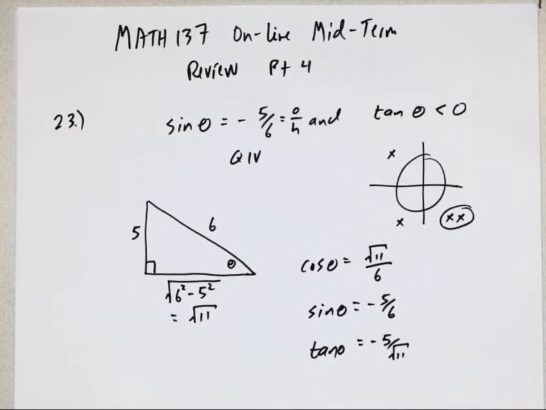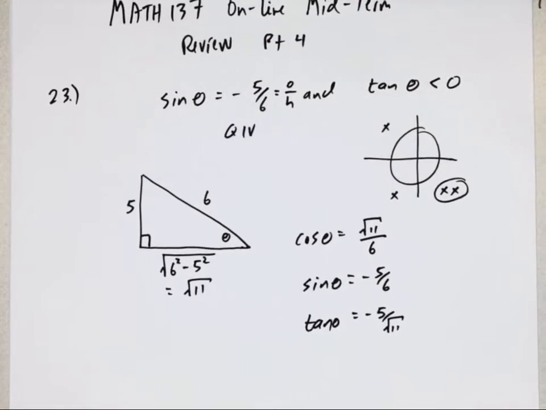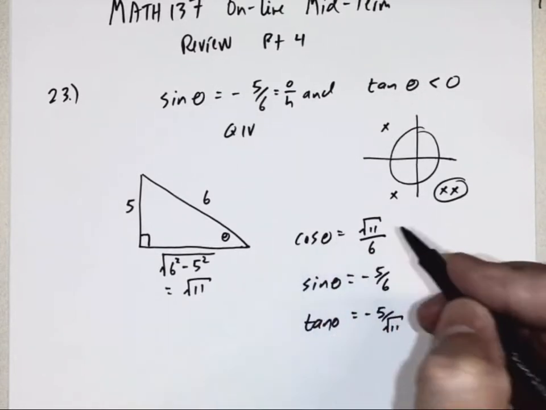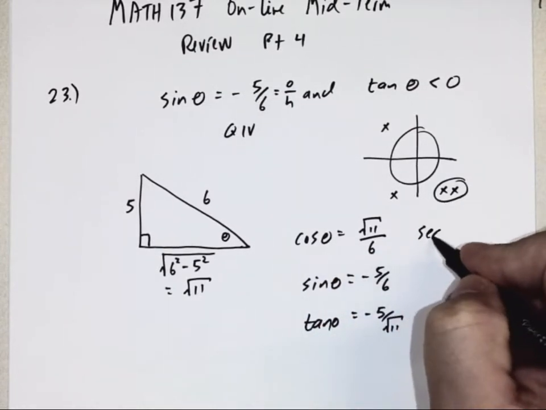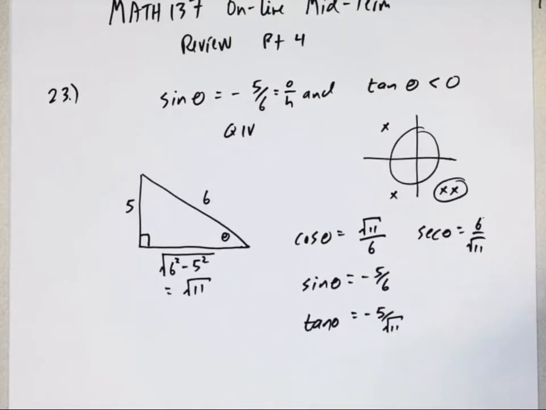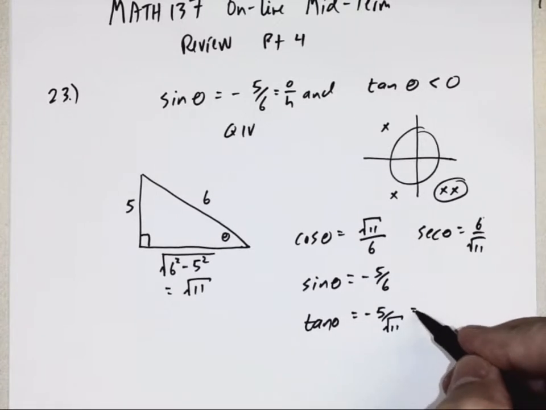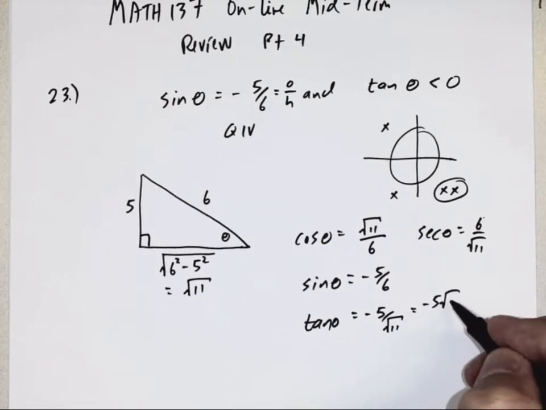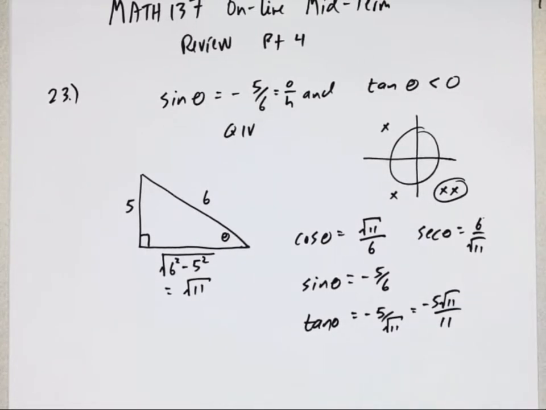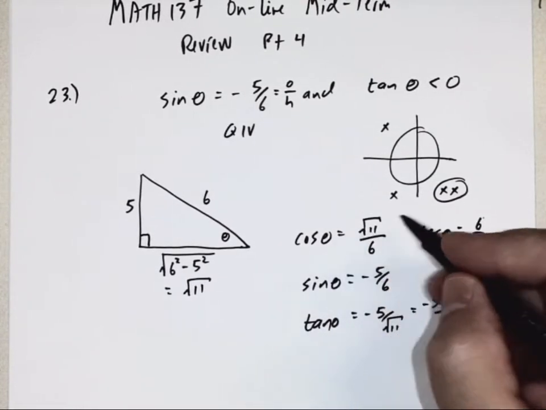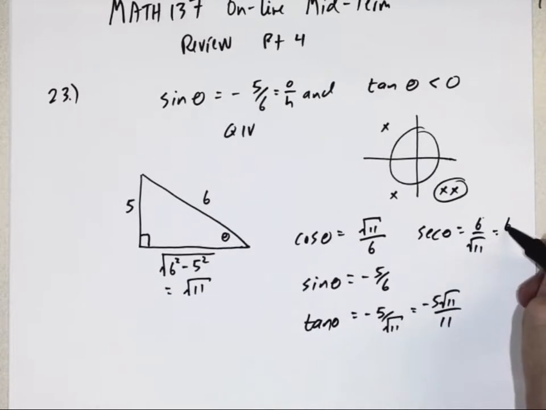Now the rest of the trig functions, we don't have to really do any figuring out. We can just take our current trig functions and take the reciprocals. Cosine is paired up with secant, so I take the reciprocal of this: for the secant, 6 over square root 11. Since cosine's positive, secant's also positive. If you want to rationalize it, to get rid of the square root out of the denominator, this would end up being 6 square root 11 over 11.